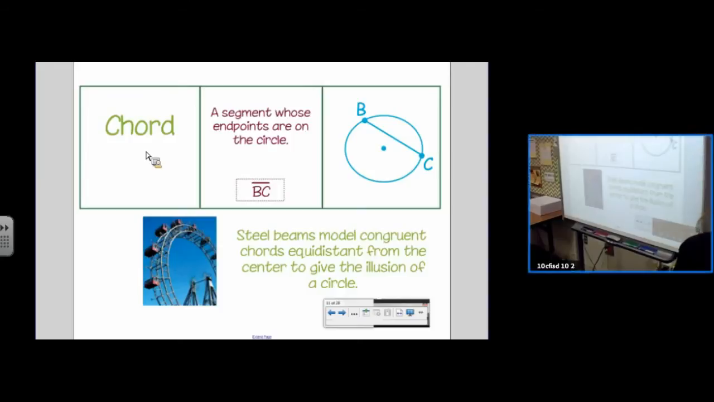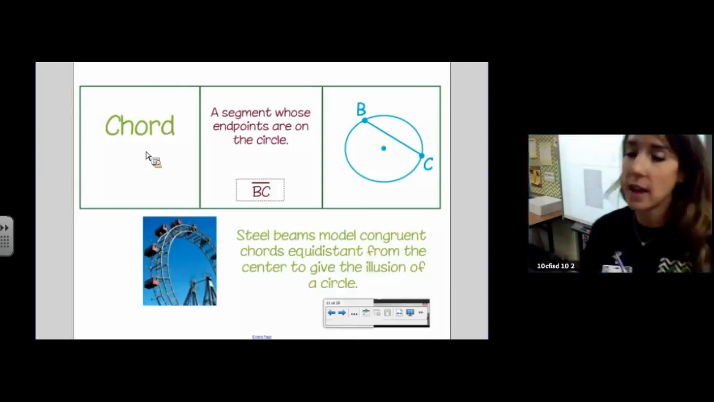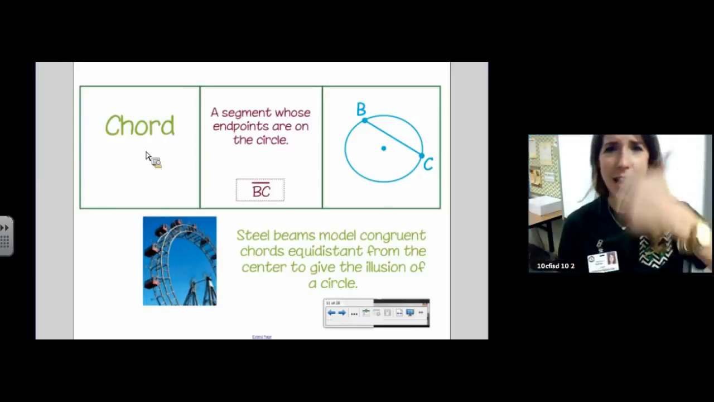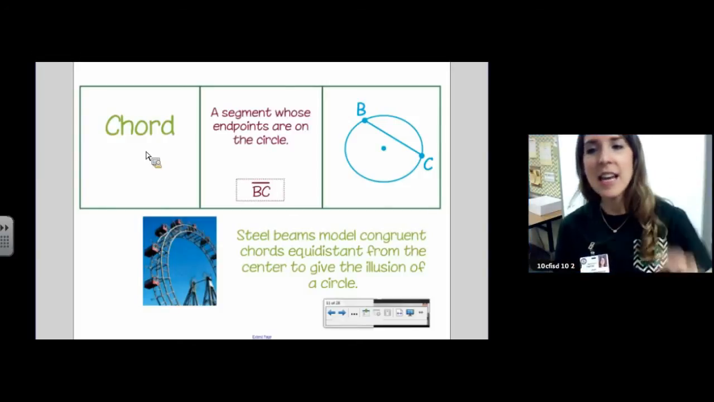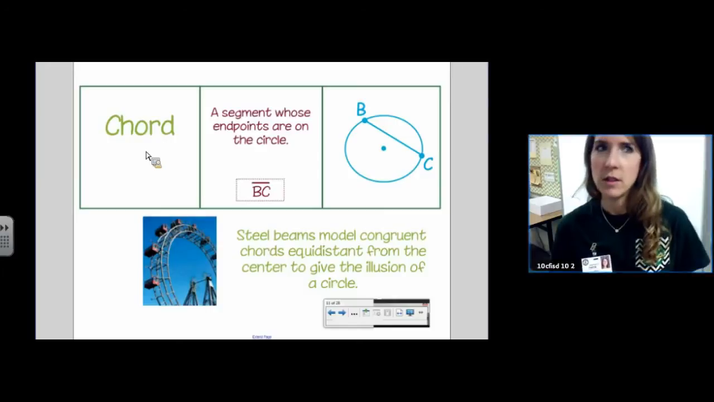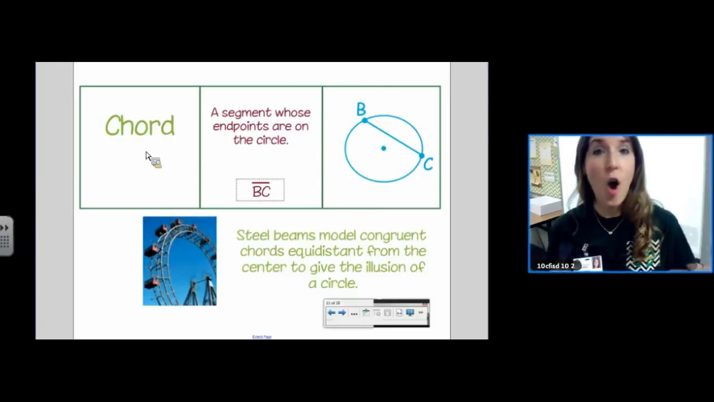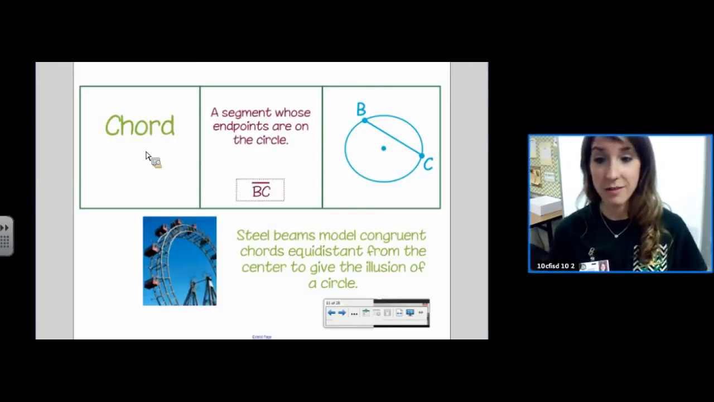Let's look at those definitions. A chord has to be a segment. A diameter is a segment. Check. Its endpoints need to be on the circle. Are a diameter's endpoints always, sometimes or never on the circle? Always. The answer is always.